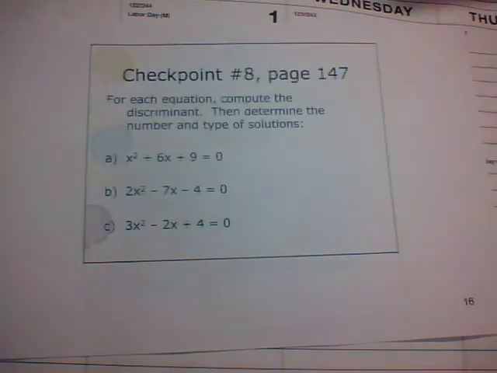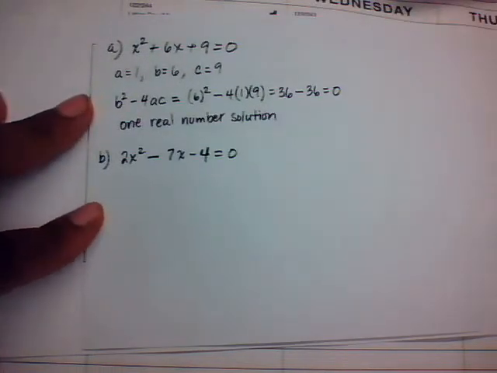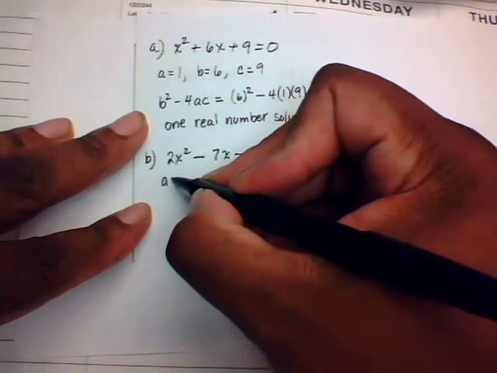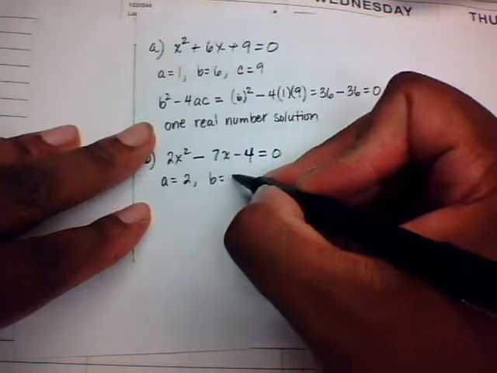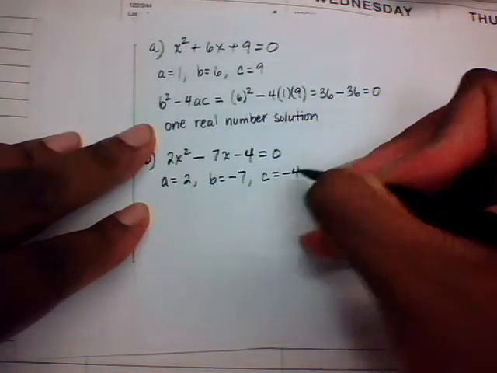All right, now look at part B. You have the equation 2x squared minus 7x minus 4 equal to 0. And you want to find out what the discriminant is for this one and the type of solutions you're going to have. All right, let's find out what a is. That's the number in front of x squared, that's 2. b is the coefficient of x, that's -7. The c is the constant, that's -4.